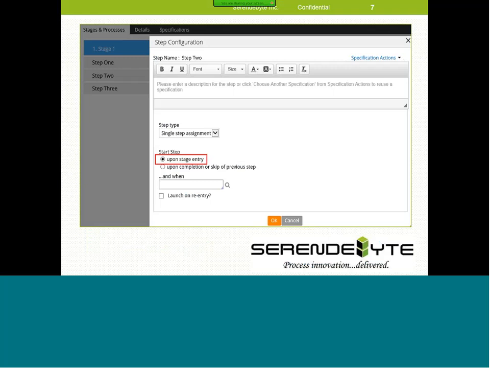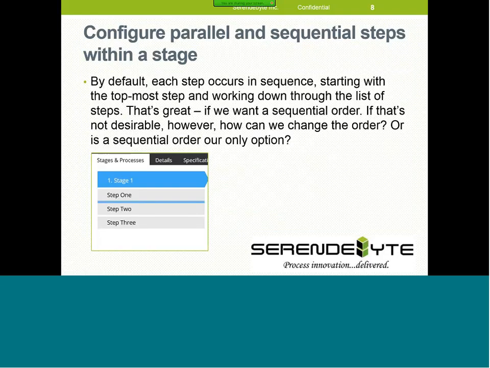So here, this is what I mentioned, upon stage entry. If I'm clicking this, my step 1 and step 2 will run parallelly. Step 3 will wait until step 1 and step 2 complete. My step 1 and step 2 will initiate automatically when the case comes in on the stage. So you work a little bit on the terms stage, step, flows, right? A stage contains many steps. Each step contains flows.